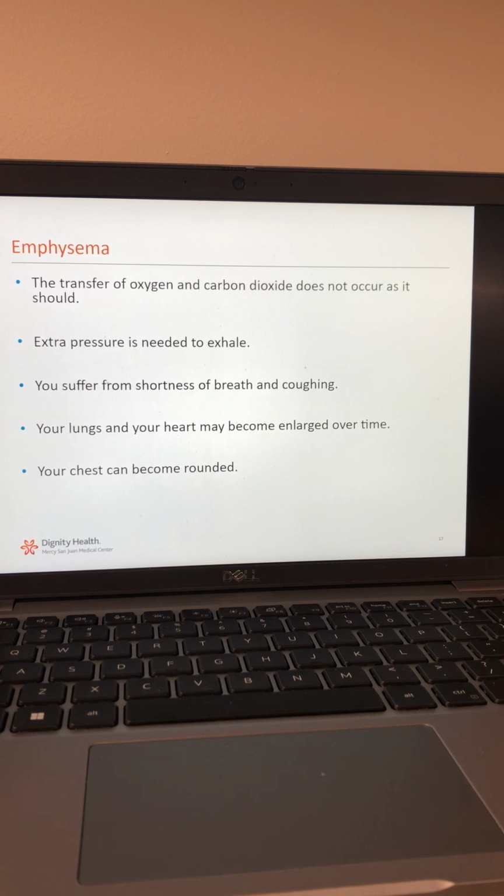So that transfer of oxygen and carbon dioxide does not occur as it should, because that air is trapped. You need extra pressure to exhale. You suffer from shortness of breath and coughing. And in time, your lungs and heart could become enlarged, and your chest can become rounded.